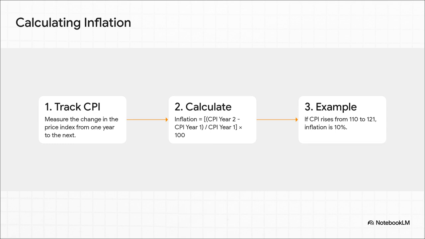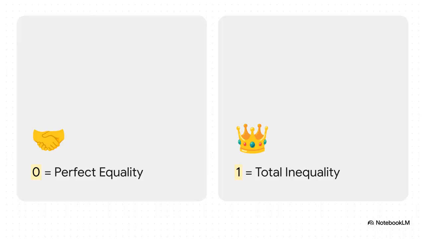You see that formula? It's our old friend, the percentage change formula, making another appearance. You just apply it to the CPI. If the price index goes from 110 to 121, you run the calculation and boom, 10% inflation. No magic, just math.